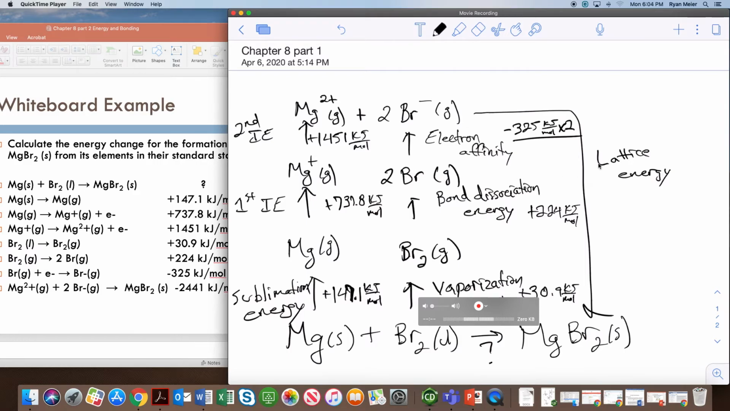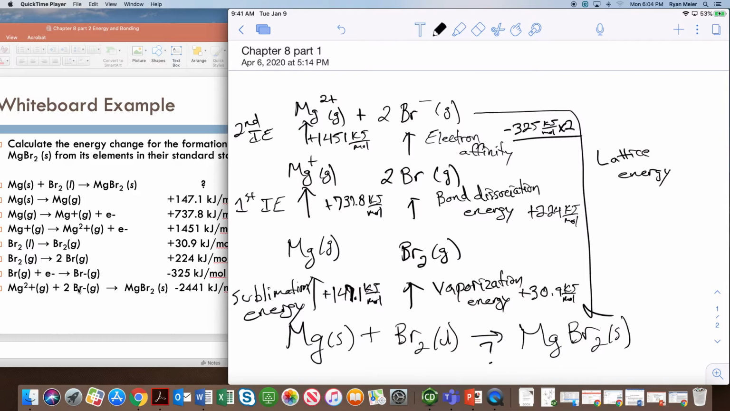And now the lattice energy, this last step, they give us: magnesium 2 plus and 2 Br minus going to MgBr2. For that step, they tell us it's negative 2,441 kilojoules per mole.